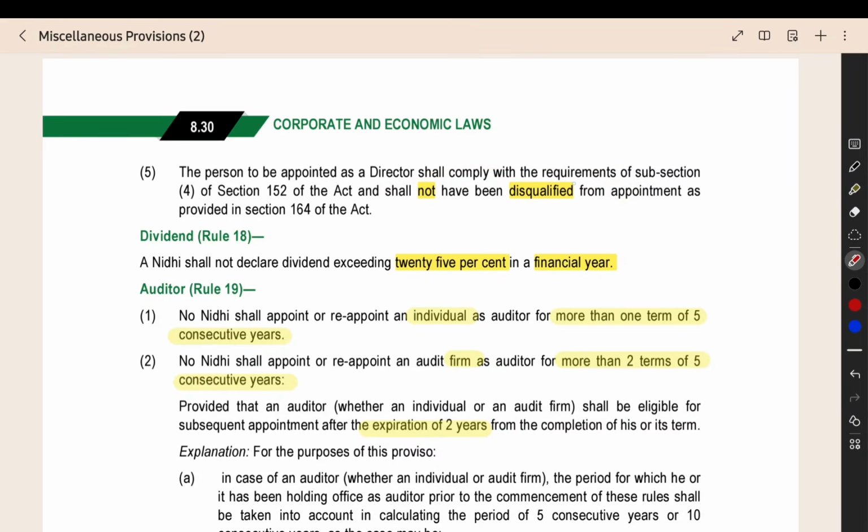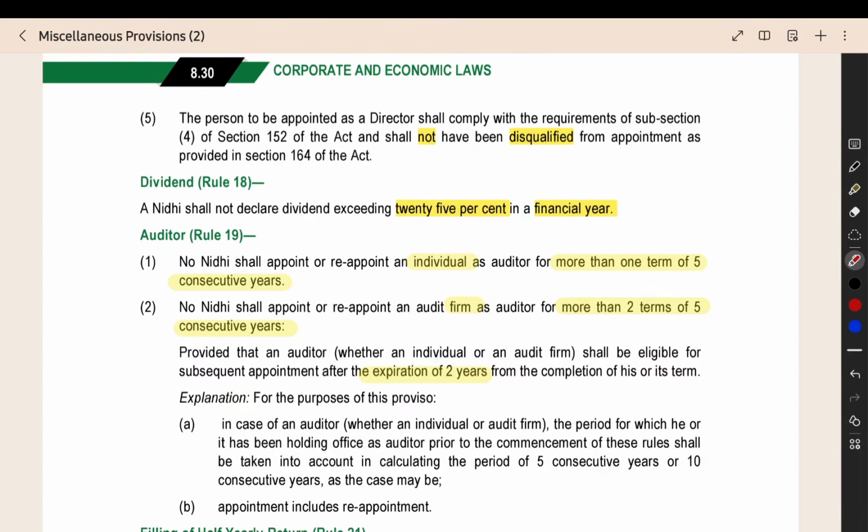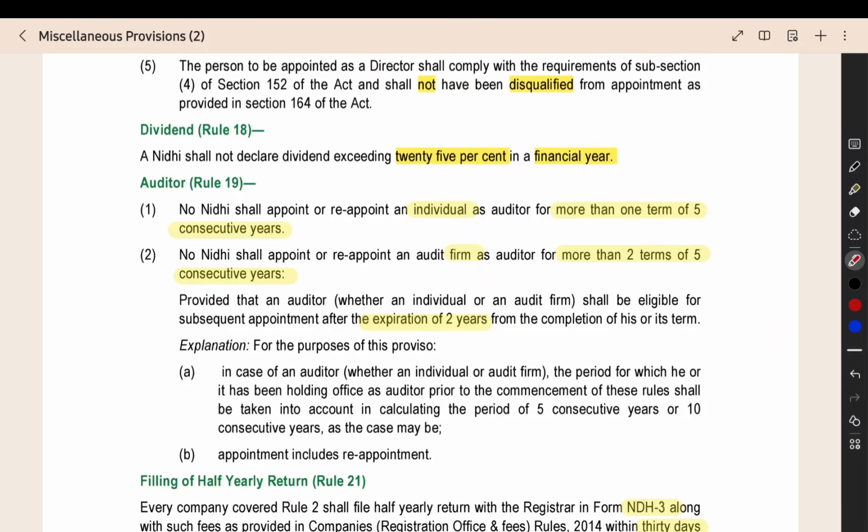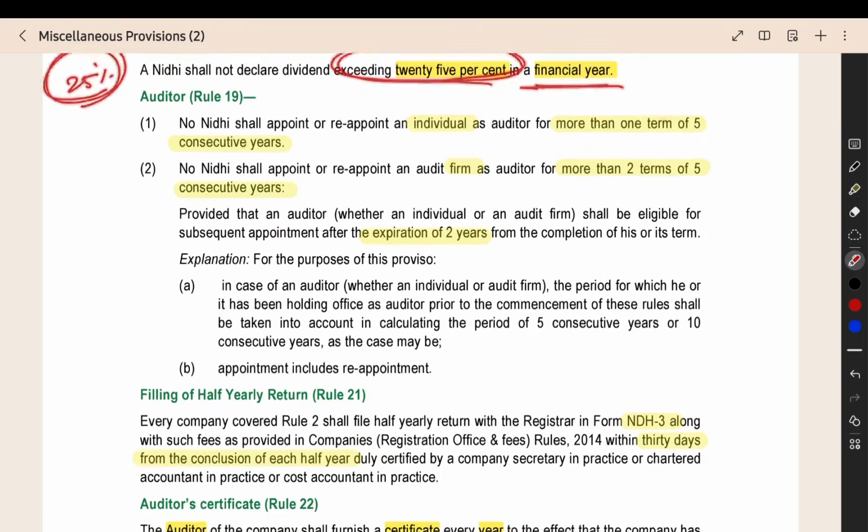Then the director should not be disqualified. As per the Companies Act, the director should be properly qualified as per the Companies Act. The person should not have been disqualified. Dividend, maximum 25% you can give in the financial year. Dividend maximum 25% only. Then auditor.